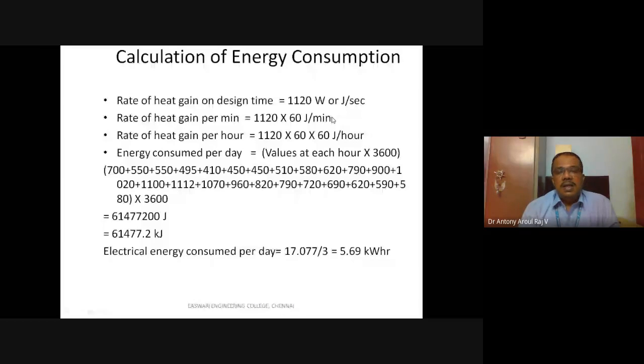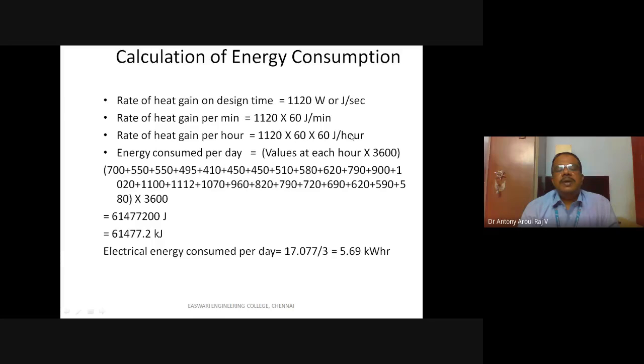Similarly, you can have the value per second. If you are calculating the radiation, you can convert that into a per hour basis and perform the energy balance or energy simulation per hour. That is how you get the rate of heat gain per hour. But if you compare per second with per minute, the amount of approximation is higher for per minute, and still higher for per hour.